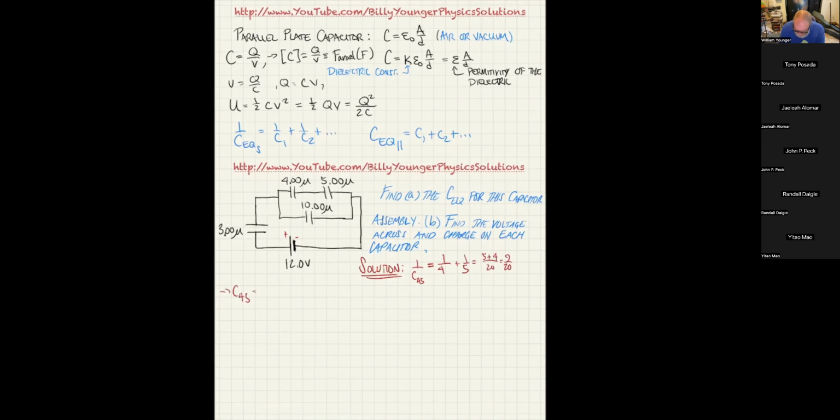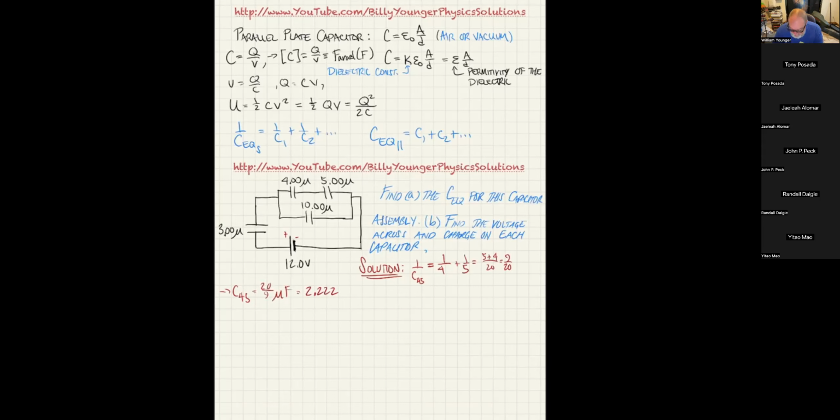So C45 is actually 20 divided by 9 microfarads. Now, 20 divided by 9 can also be written as, 9 goes into 20 2 times, because 2 times 9 is 18. I've got 2 left over. So it's going to be 2.222. And that's carrying 1 extra sig fig. You can notice, for instance, I got 3 sig figs on everything.